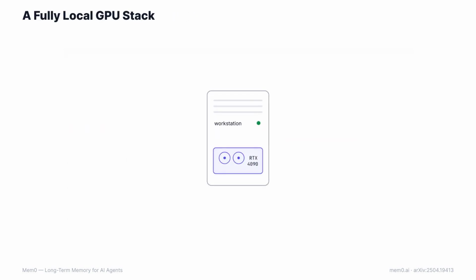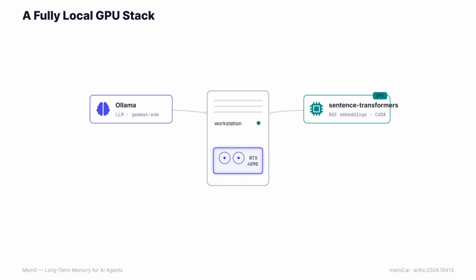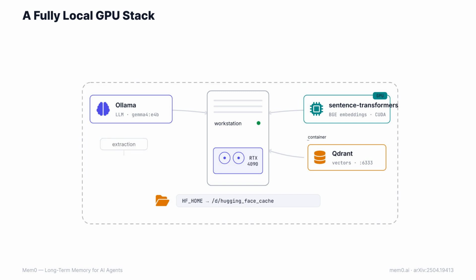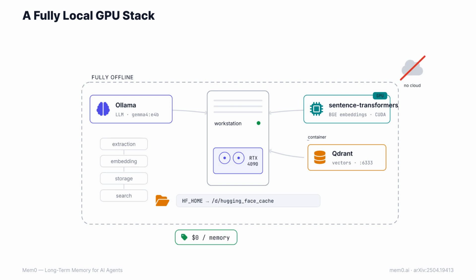Nothing in Mem0 requires the cloud. This is the exact stack running on this machine. Ollama serves Gemma as the extraction brain. Sentence Transformers computes BGE embeddings on the RTX 4090, and a Qdrant container holds the vectors. Point the Hugging Face cache at a big drive, set device to CUDA, and the whole memory pipeline, extraction, embedding, storage, search, runs offline. Your user's memories never leave the box, and the marginal cost per memory is 0.